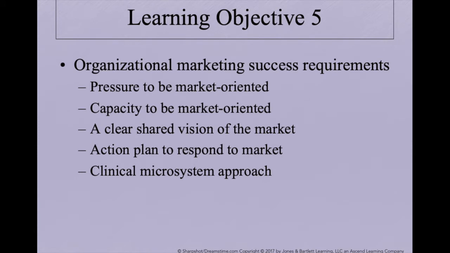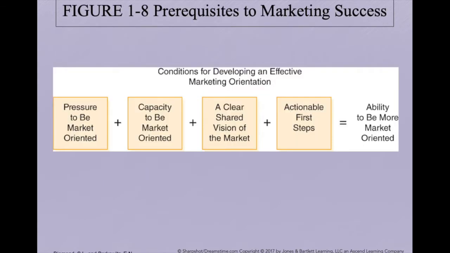Organizational marketing success requirements include pressure to be market-oriented, capacity to be market-oriented, a clear shared vision of the market, an action plan to respond to the market, and a clinical microsystem approach. Here these concepts are described in Figure 1-8, prerequisites for marketing. First one, the pressure to be market-oriented. This is a shared view that is accepted throughout the organization concerning the need for an improved marketing program.